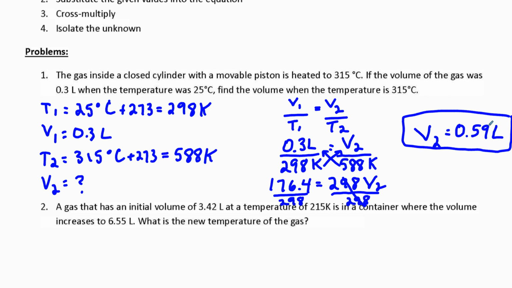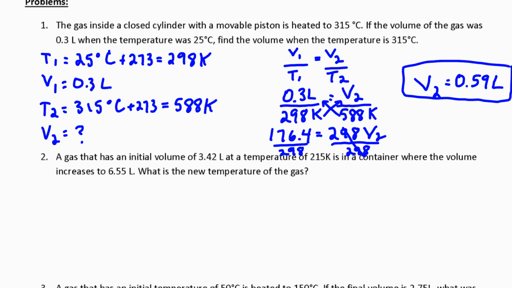Okay, so you always just want to double check that this makes sense. So we started at a lower temperature and we increased our temperature. So if we're increasing our temperature, we should also be increasing our volume. And we can see that that is true. We started at 0.3 and we ended at 0.59. So what you can see as well is it's a proportional increase. The temperature almost doubles and the volume almost doubles if you look at your numbers.